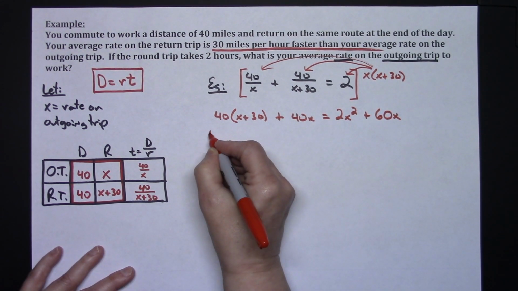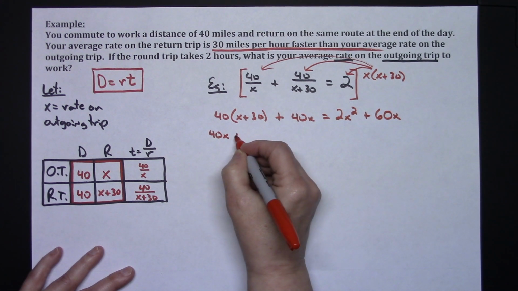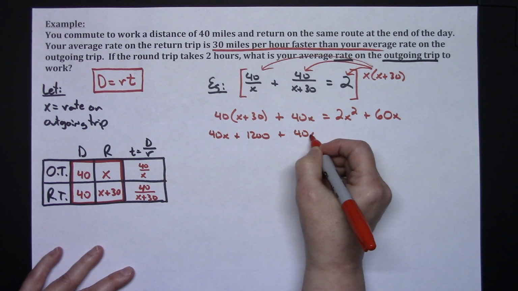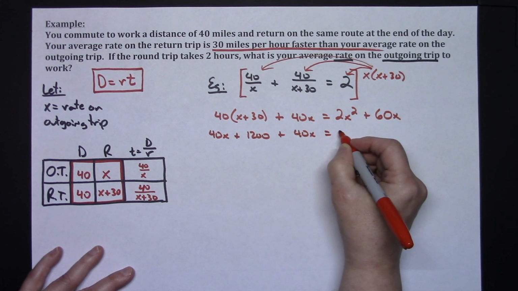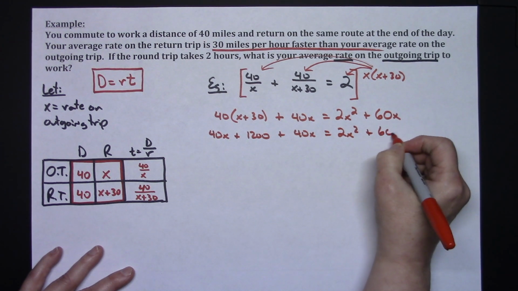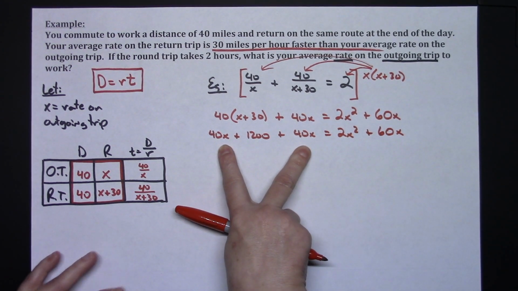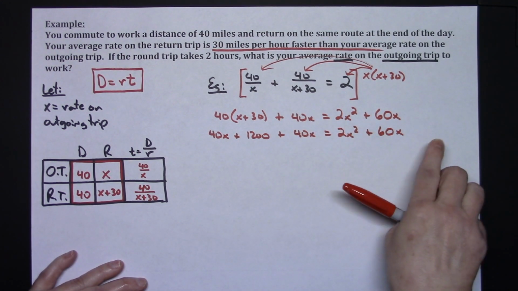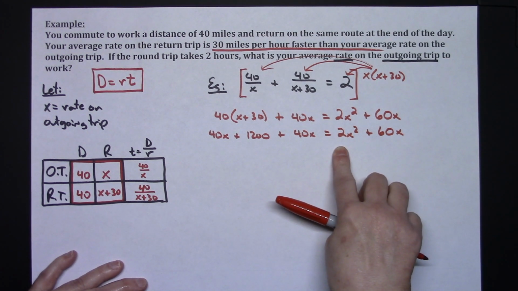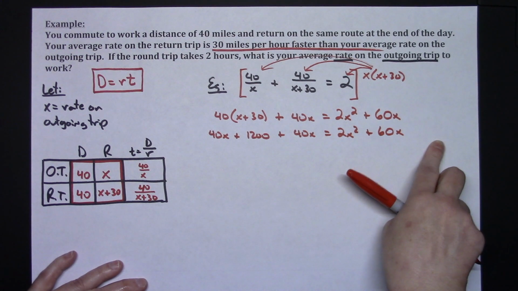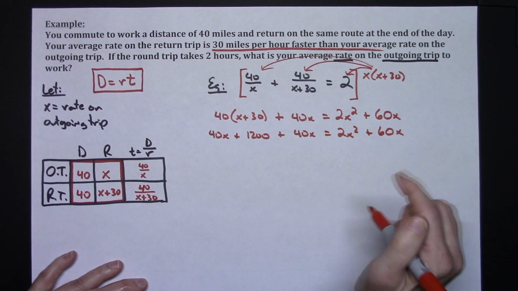So distributing right here, 40x plus 1200 plus the 40x here. I'm not going to do anything over here on the right hand side just quite yet, so 2x squared plus 60x. Alright, so here is 80x. And then I'm going to move everything. I'm going to choose to move all of this over to the right hand side because I want this leading term here to stay positive. So here's 80x. I'm going to move it to the other side. That'll give me a minus 20x right there.